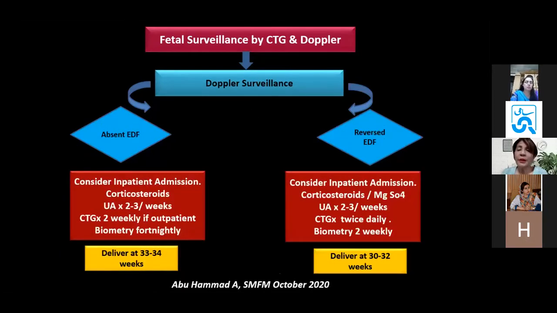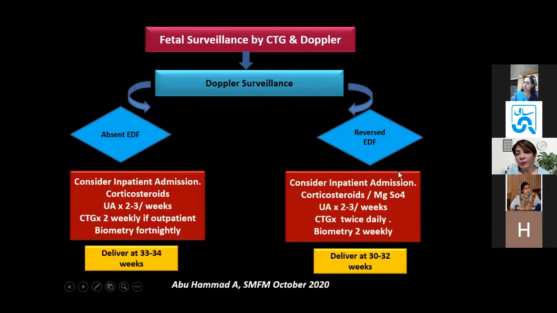Moving on to the group with severe findings like absent or reverse end-diastolic flow. As I've already said, if there is a very, very small fetus with a very early pregnancy, you would have to discuss with the patient about the future wishes and other things. Otherwise, whenever you diagnose, you consider them for inpatient admission, if they are willing, and give corticosteroids, do 2 to 3 times a week umbilical artery and other parameters like ductus venosus, and do a CTG bi-weekly. And if it is an outpatient, you plan to deliver your patient by 33 or 34 weeks of gestation.